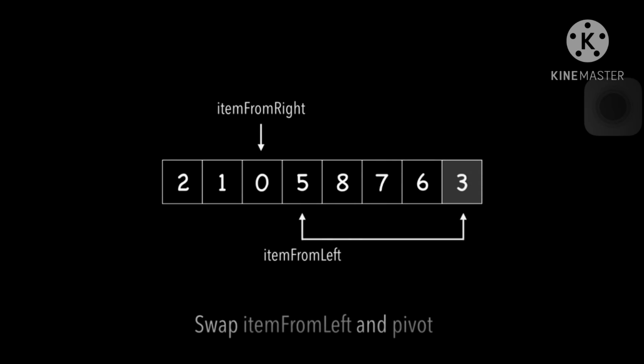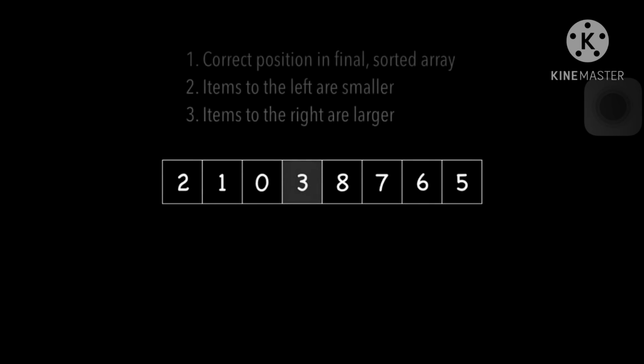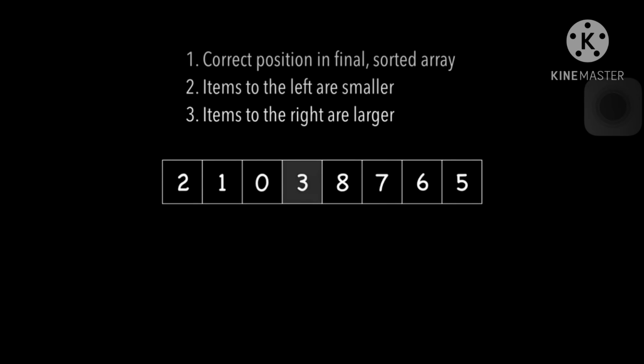We swap the item from left and the pivot. 3, our pivot, is now in the correct position. To prove it, let's review our array. As you can see, all items to the left are smaller, and all items to the right are larger.